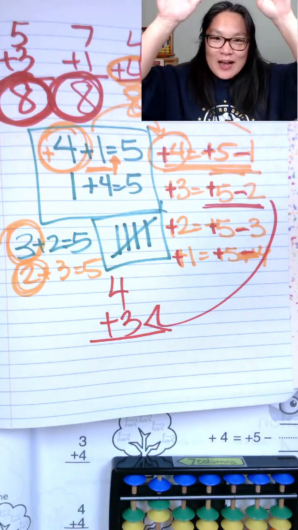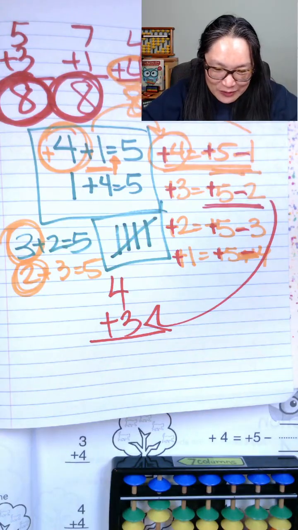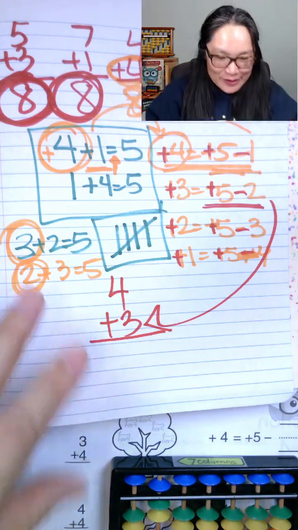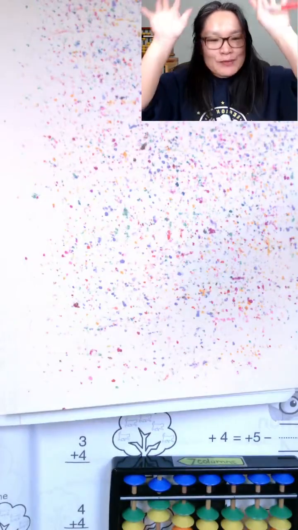You paint the fence up and you paint the fence down. So what did we do? We painted the fence up. So this is what adding the 5 is. Now let's paint the fence down.